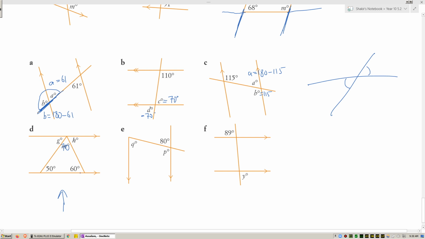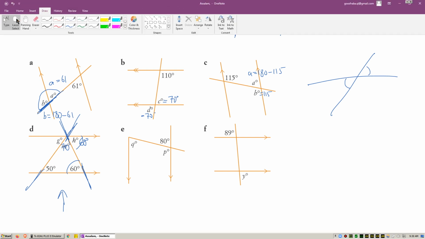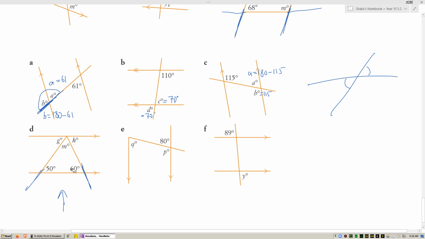M is 70 degrees. Next thing, I'm going to just extend this line, and hopefully you can see that H and 60 are alternate. Therefore, H is 60 degrees. And 50 and G are alternate angles. You can extend the line, and hopefully you can see that they are alternate angles. There would be cointerior, so let me just wipe off the mess, and let me just try and go through it a little bit slower.